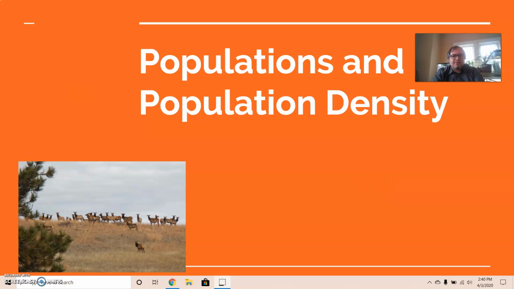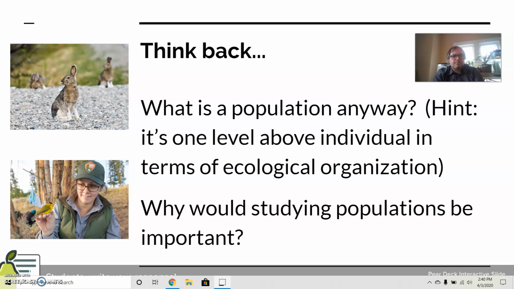Hi, so I wanted to start talking a little bit more about our next topic, which is populations and population density when we're talking about ecology, just talking as far as populations in general and how they function within the environment. So, one of the first things that you'll want to consider is what is a population if we're talking about studying them.